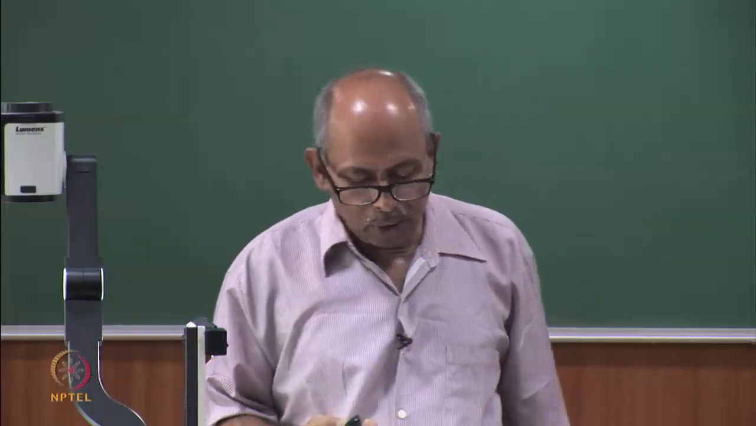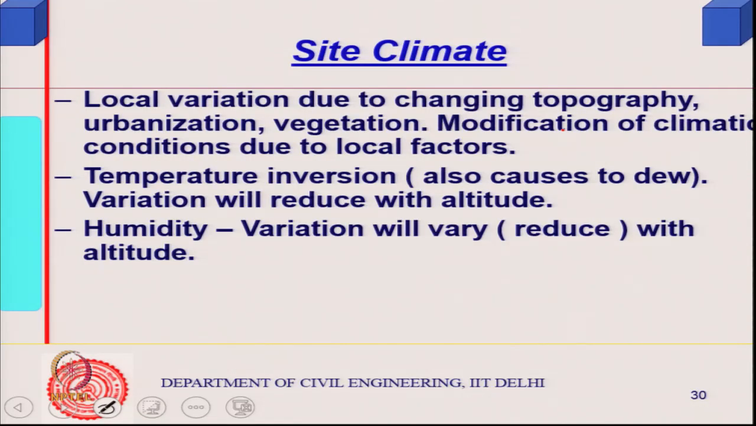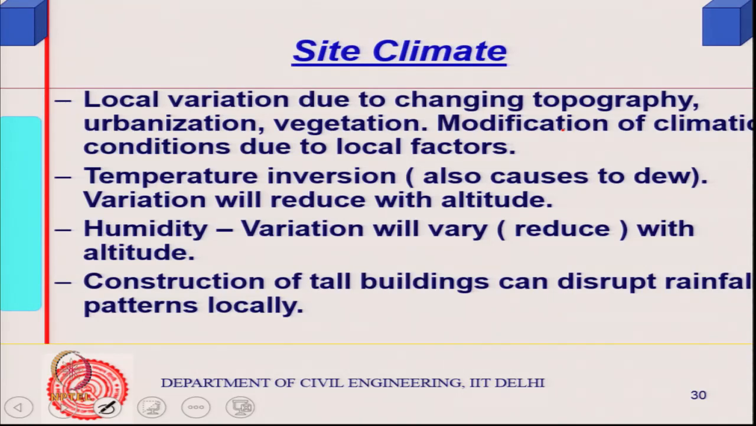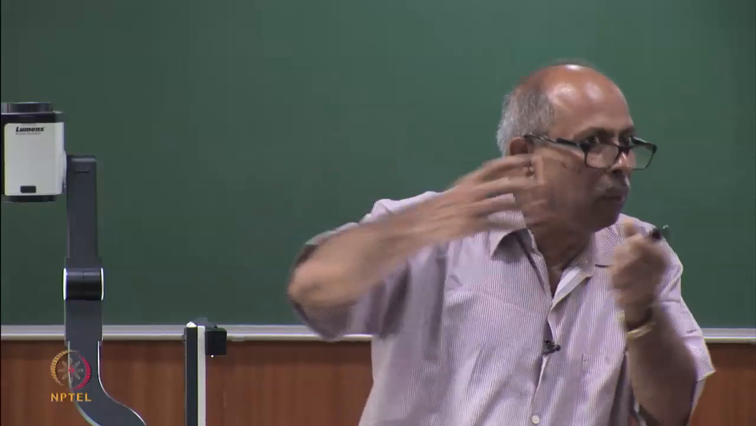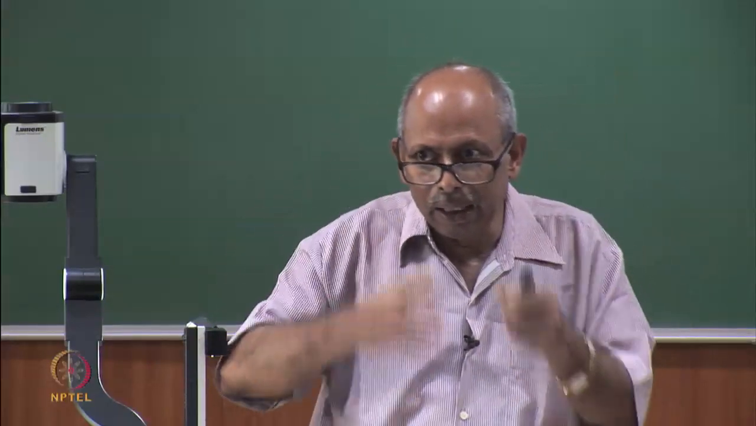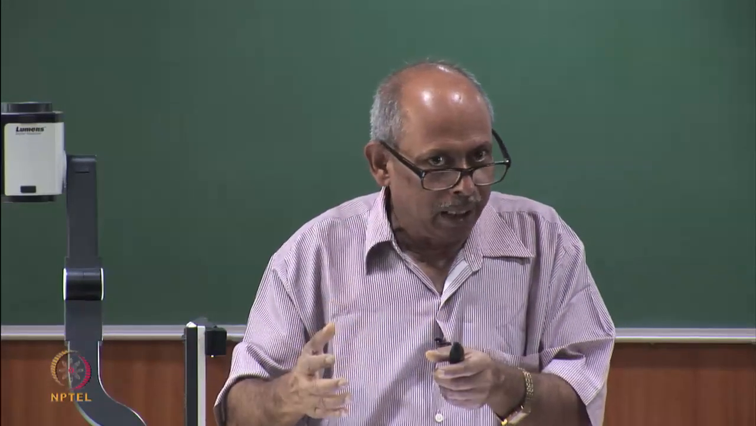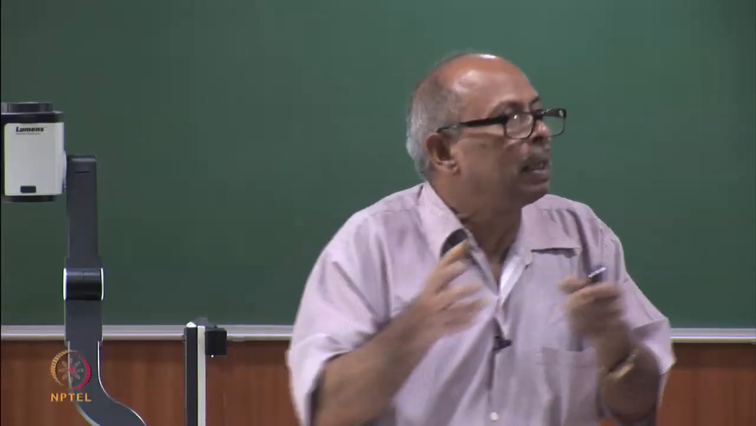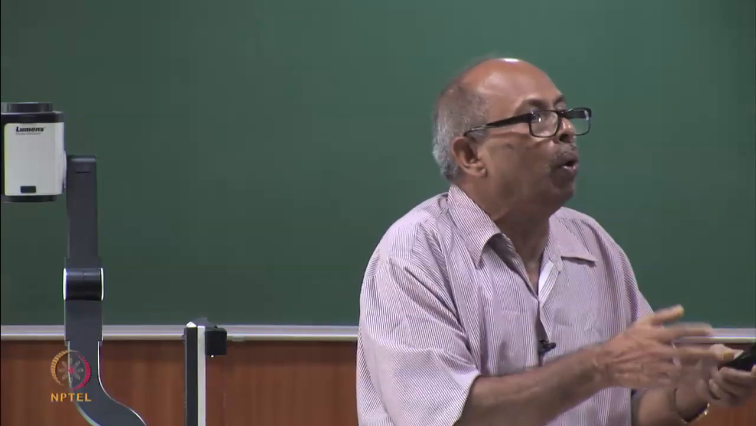So humidity variation also varies with altitude and so on. And construction of tall buildings can disrupt rainfall, etc. As I said, for example, if the monsoon direction is from east to west and you have tall buildings on the eastern side of the urban area, there can be an orographic effect or rain shadow.